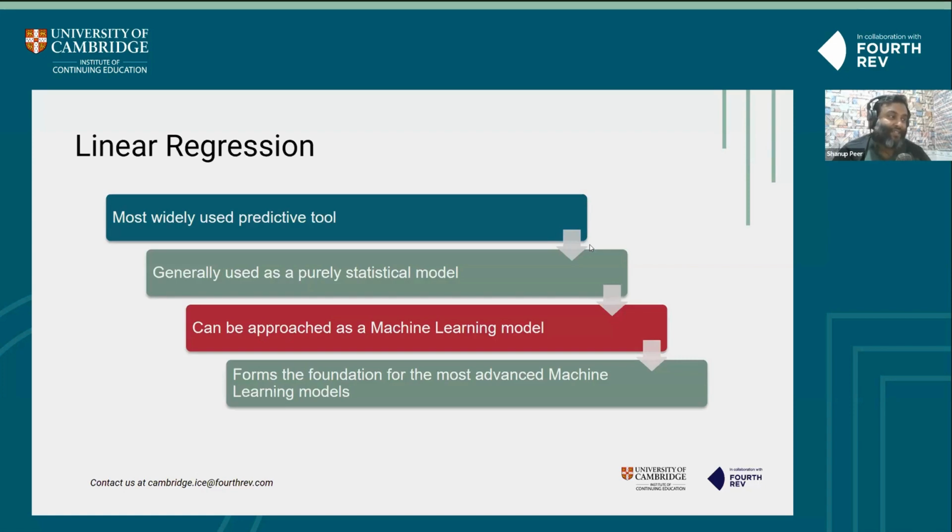Our life has changed forever because linear regression as a machine learning model forms the foundation for the most advanced machine learning models in existence today. That's how important it becomes, and it becomes a cornerstone for the most advanced algorithms in existence today. So it is important to understand the nuts and bolts of how linear regression can be used as a machine learning model, which is what we're going to focus on today.